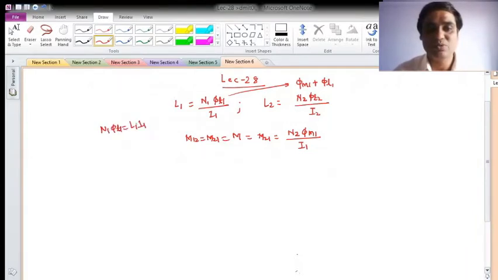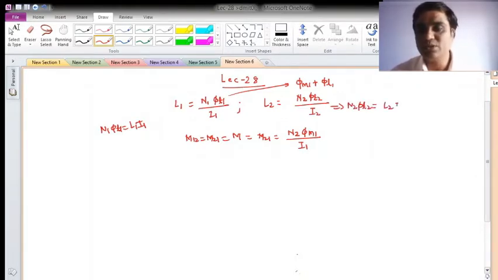So with this also I can write the linkage N1 phi T1 is equal to L1 into I1. Similarly for this also I can write N2 phi T2 is equal to L2 into I2. Similarly here also mutual inductance M into I1 we can write as N2 into phi M1, that way.